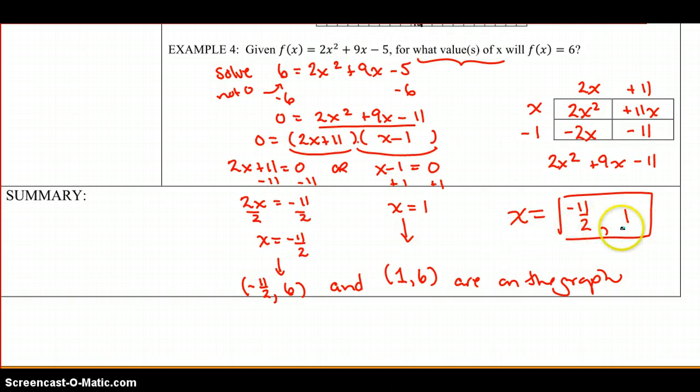But we should think back to what that means on the graph as well. So an input of negative 11 halves gives us an output of 6, so that's an ordered pair on the graph. An input of 1 gives us an output of 6, so this is an ordered pair on our graph.